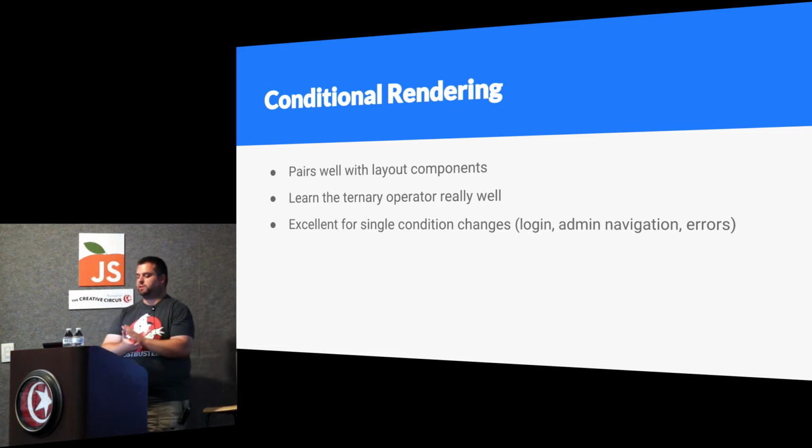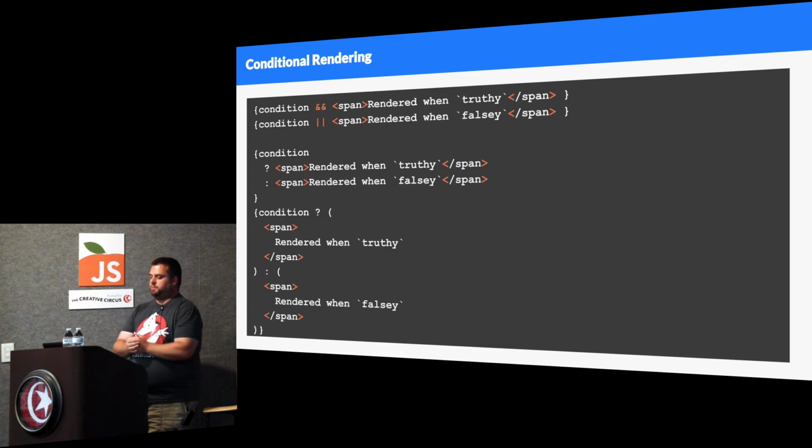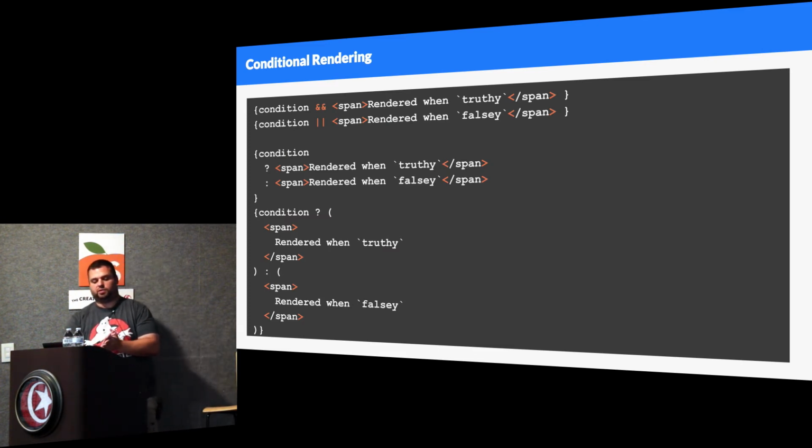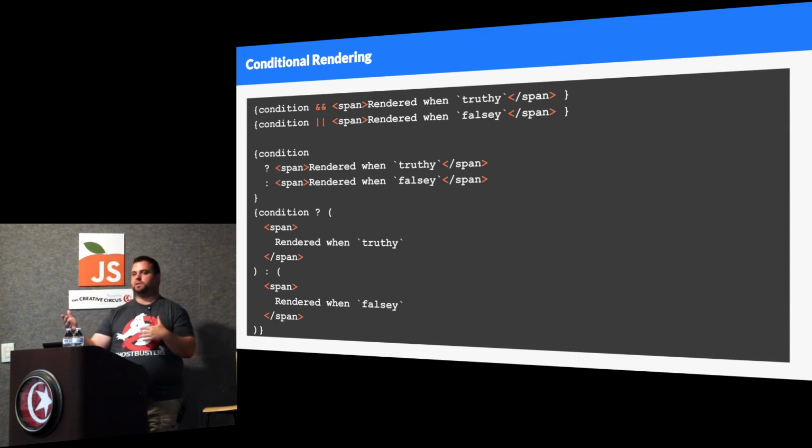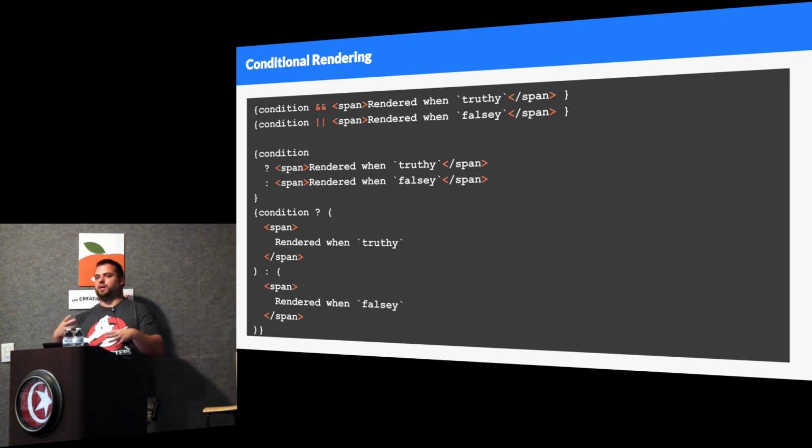Really excellent for single condition changes like logins or admin, showing or hiding errors, that kind of thing. A couple of ways to write them. If you have a condition and you use the double ampersand, whenever it's true, it's going to render out what's on the right side. So this is one thing that I always didn't quite get.